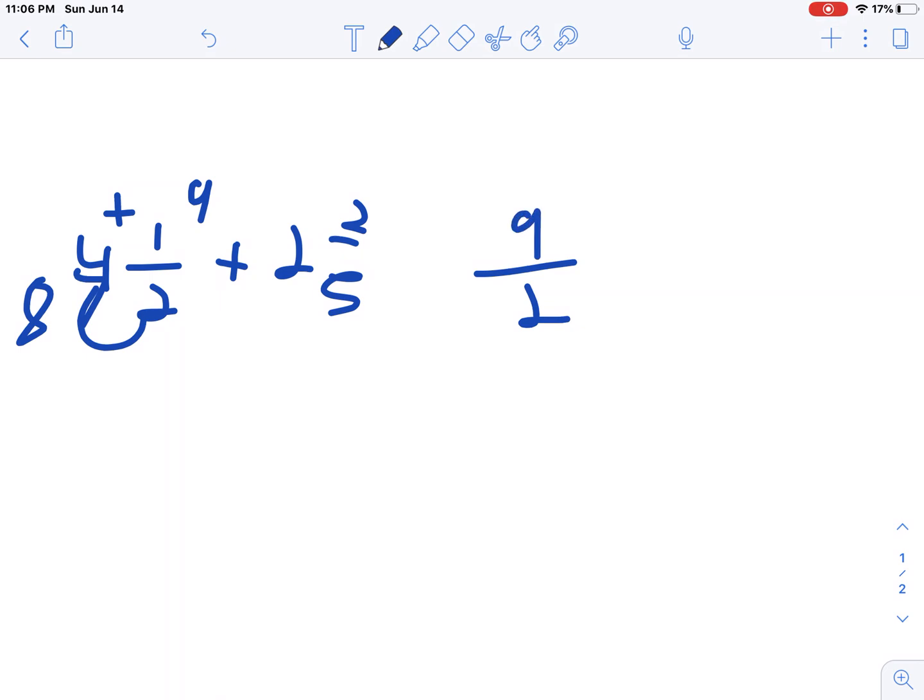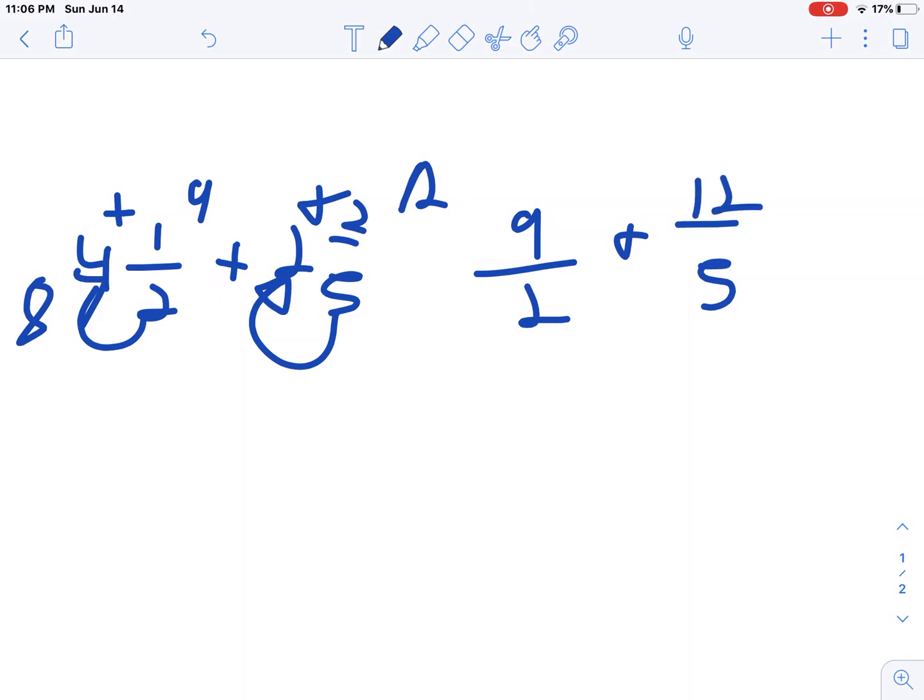So then the same thing here. So 2 times 5 is 10, and then you add the 2, which equals 12. Then I carry over the denominator. So it's 12 over 5.